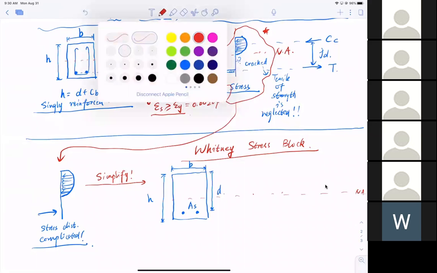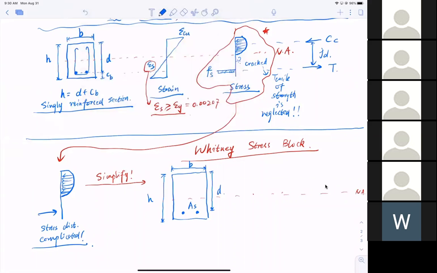I'm going to draw my strain distribution. It still goes like this, and this is epsilon Cu, the failure strain of concrete, and this is the compressive zone. Let me name it c, the compressive zone. Then this is the tensile strain epsilon S, and notice that epsilon S has to be what?